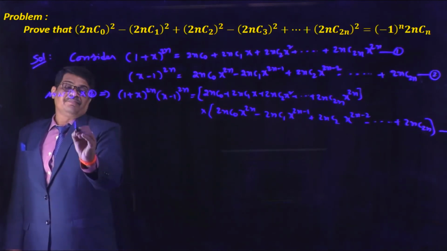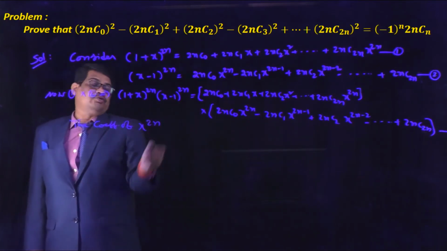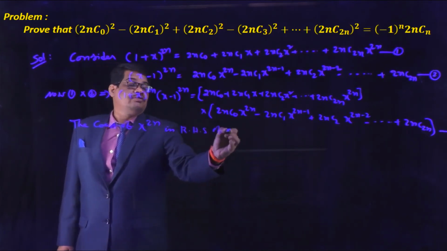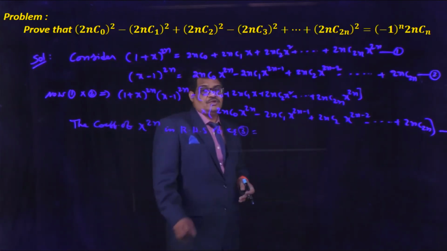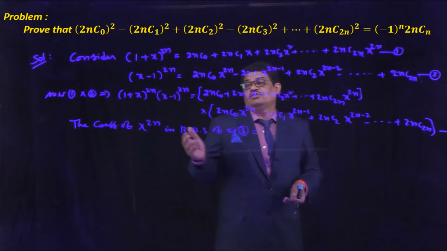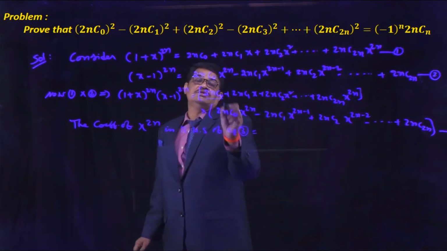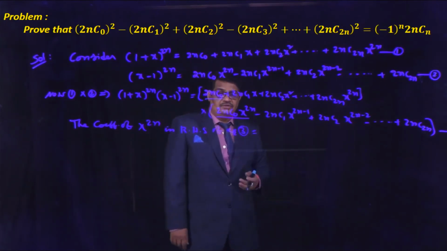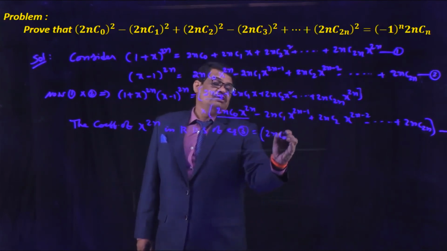Now we are writing the coefficient of x to the power of 2n in the RHS of equation 3. That is, we are collecting in the RHS of equation 3 the coefficient of x to the power of 2n. What is the coefficient of x to the power of 2n? Now we are multiplying these two, 2nC0 and 2nC0. In the product we are getting x to the power of 2n. What is the coefficient here? 2nC0 times 2nC0, that is (2nC0) whole square.